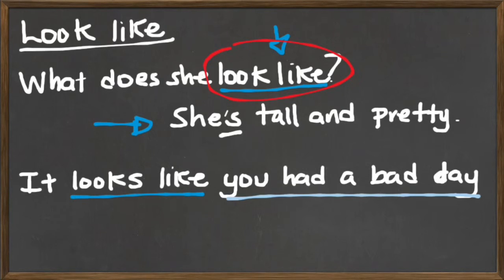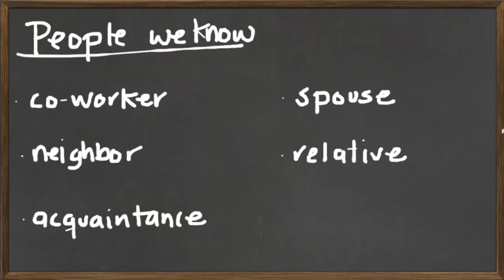Let's move on to the next item. People we know. That's the next item. I have these people that you are surrounded by at work or at home or in your general life.